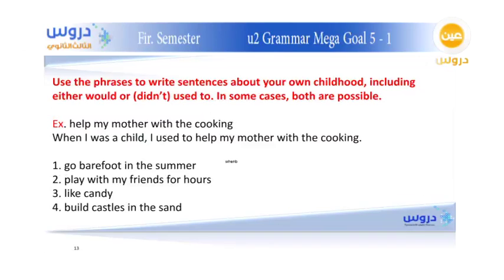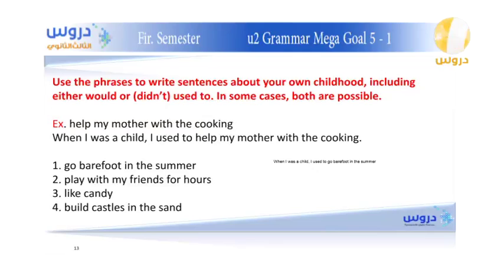We can say, when I was a child, I used to go barefoot in the summer. Let me write the whole of it. When I was a child, I used to go barefoot in the summer.